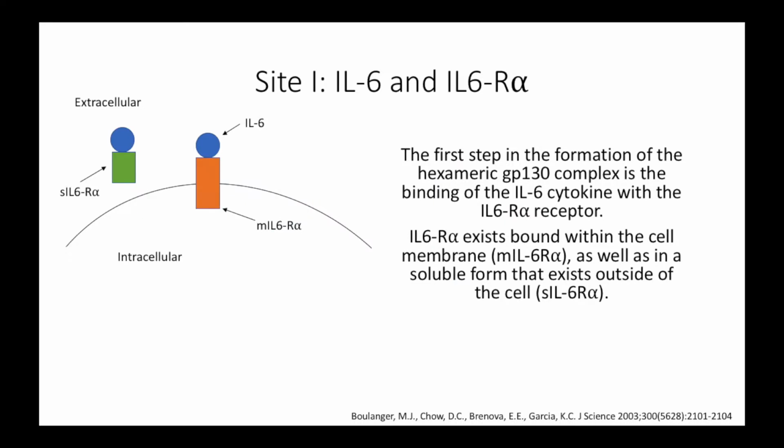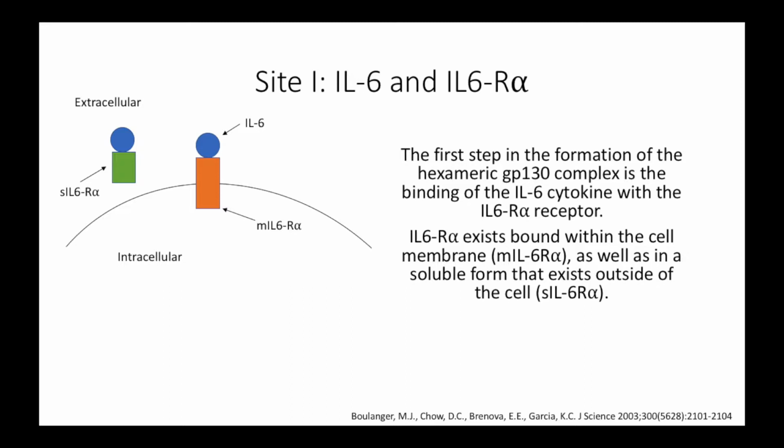The first step in the formation of the hexamer is the formation of the IL-6 and IL-6 alpha receptor dimer. It is important to note that the IL-6 receptor exists as both a soluble form that circulates throughout the body and as a membrane-bound form found within the cell membrane of select body cells. Thus, IL-6 has the potential to stimulate a wide variety of different cell types within the body.